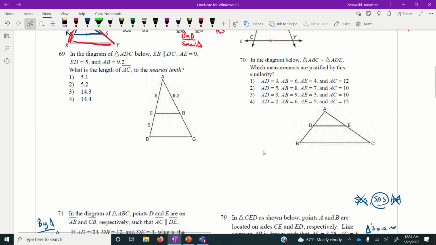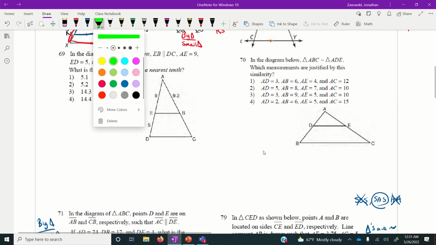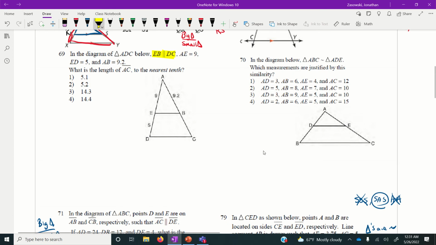So key things to look for in the side splitter theorem are if it mentions that the lines are parallel, that's something you can catch, or if it says anything about the triangles being similar, like this one, where this is drawn in.